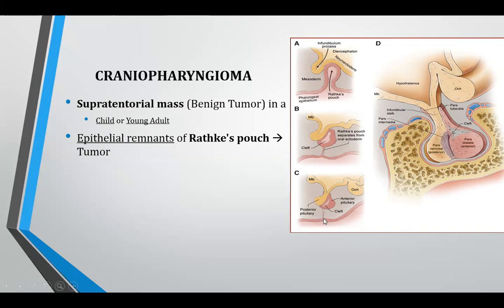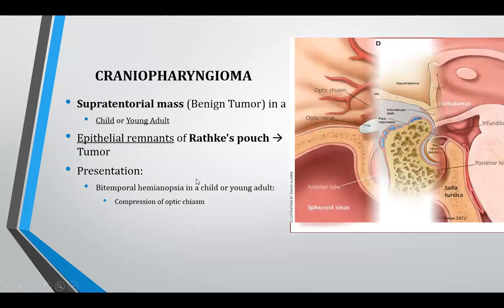Whenever there are remnants, like you can see over here, of this Rathke's pouch, they may give rise to the tumor which is called a craniopharyngioma. The presentation of the patient will be, first of all, a child or young adult with bitemporal hemianopsia. And this bitemporal hemianopsia is due to the compression of the optic chiasm.